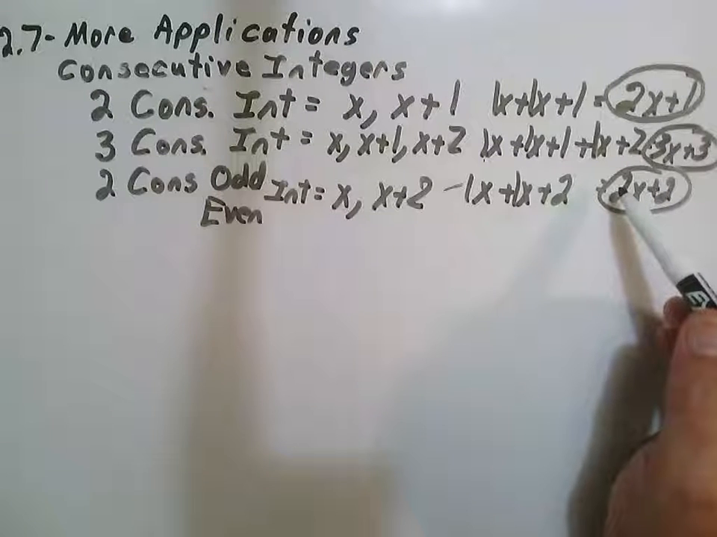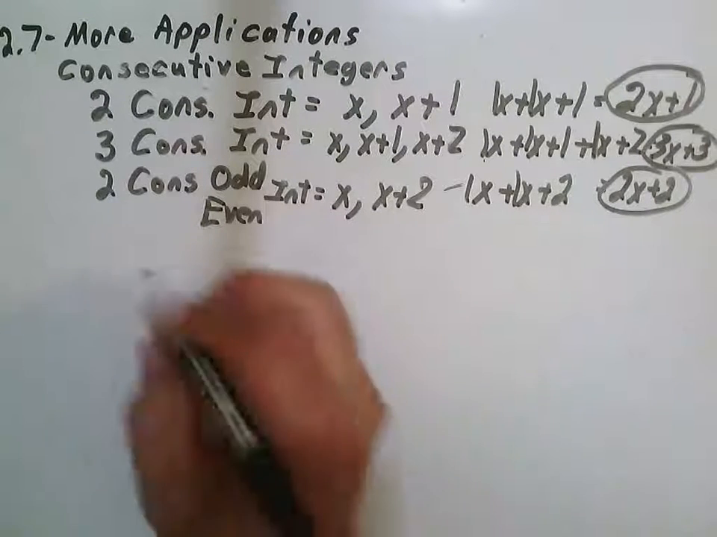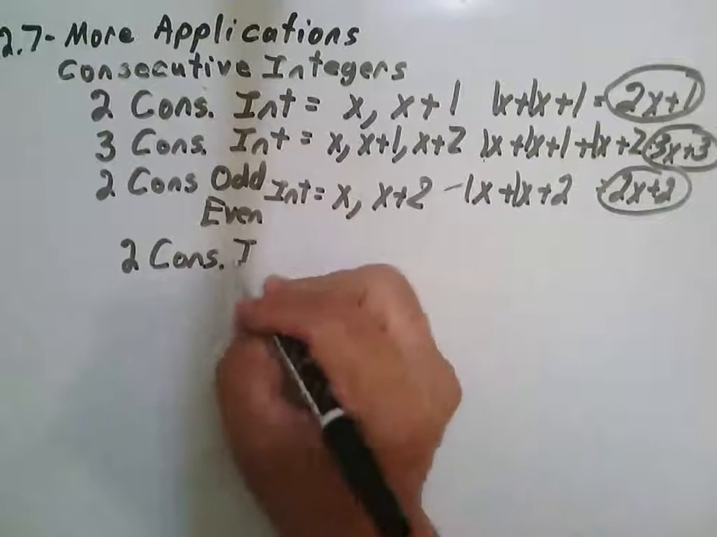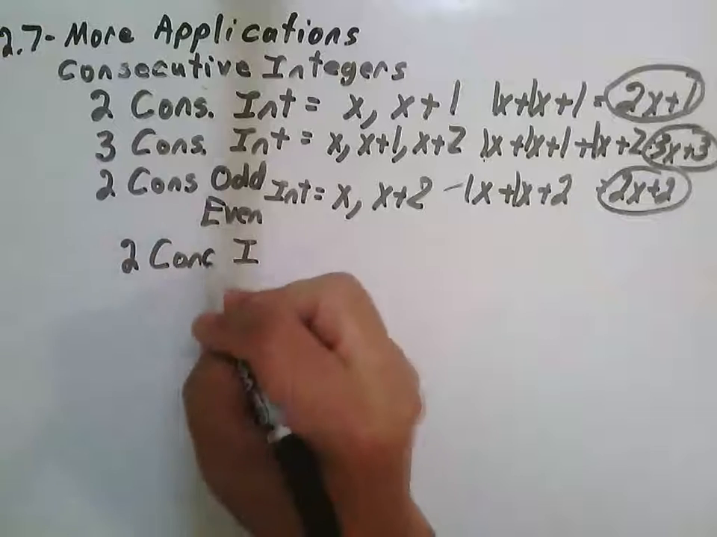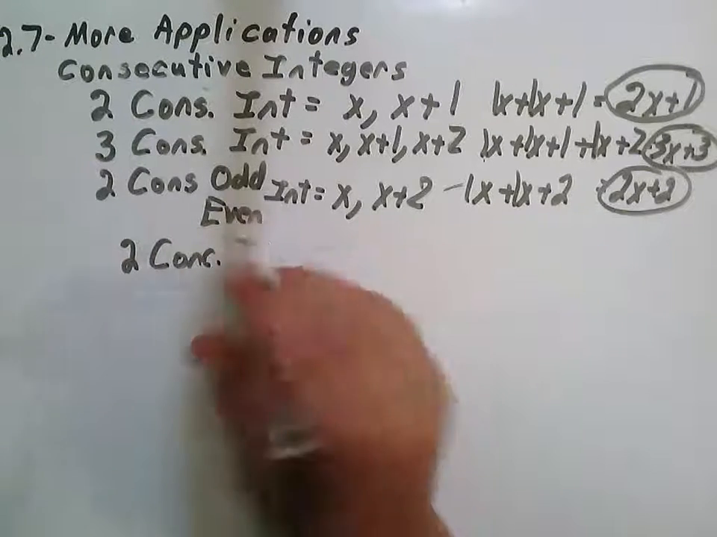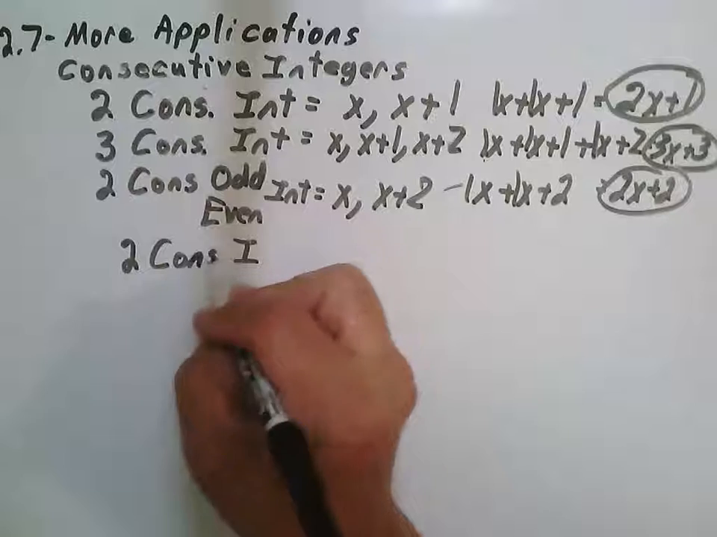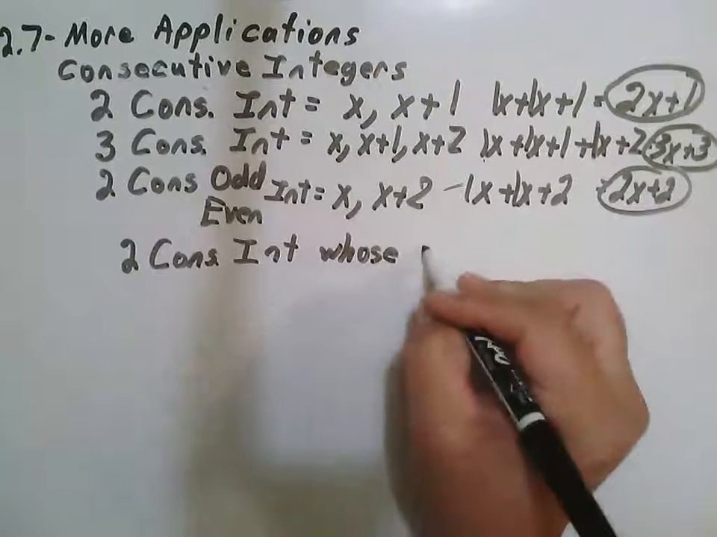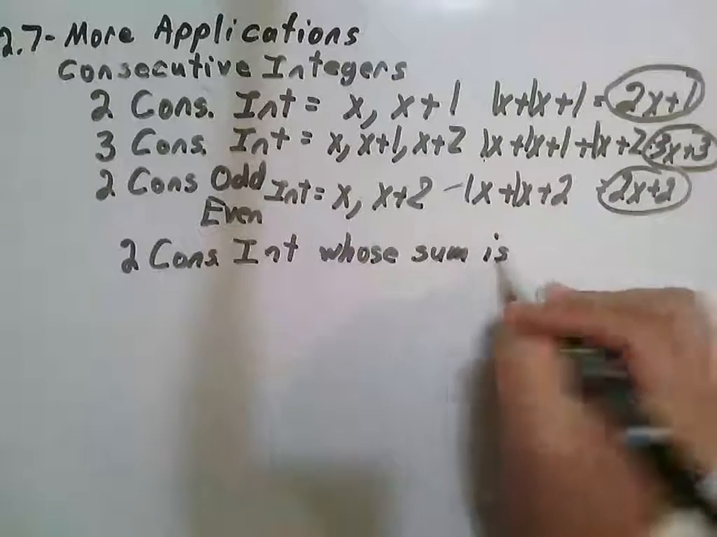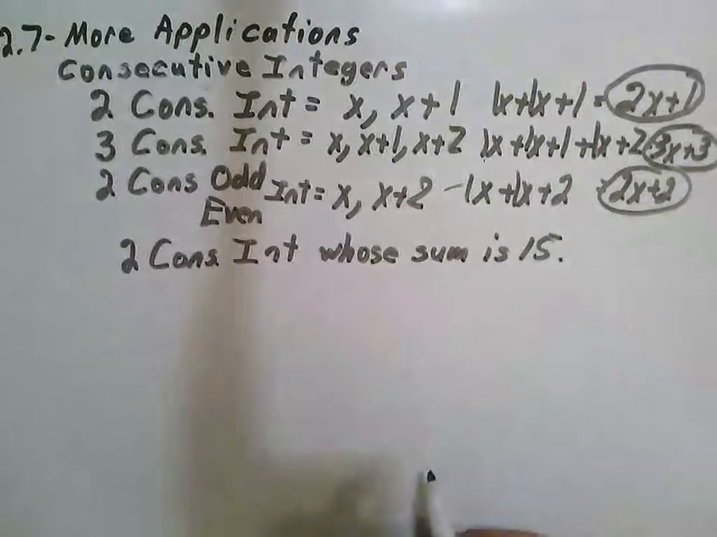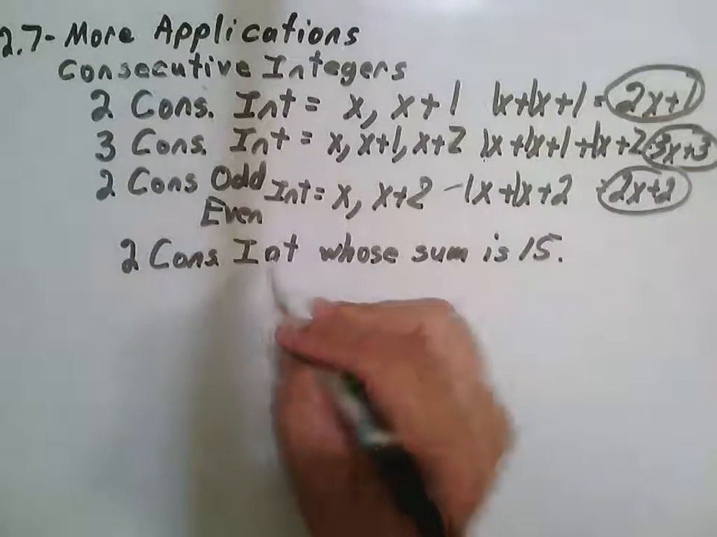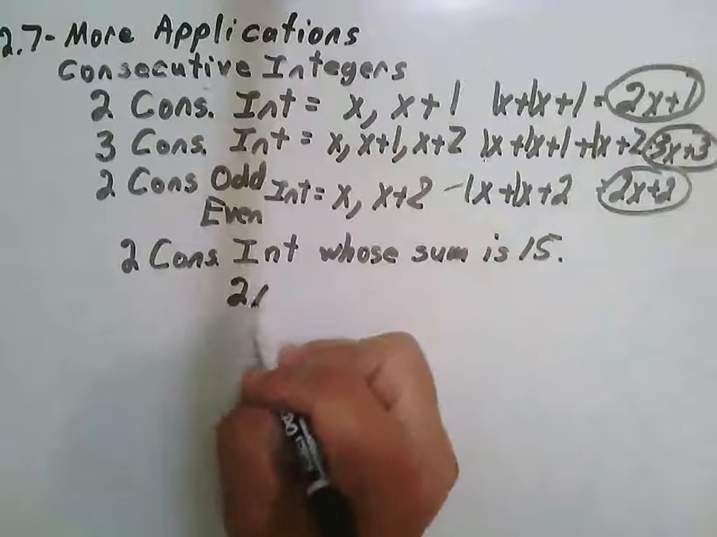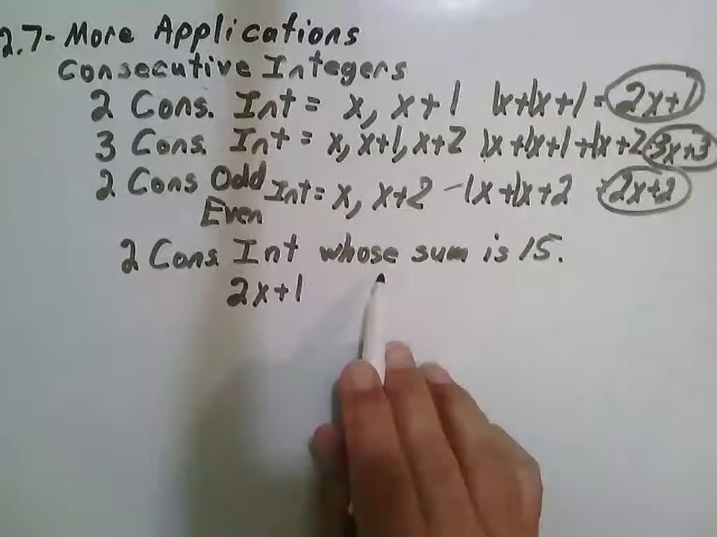And what I mean by that is, let's just use this as an example. The question will say you have 2 consecutive integers whose sum is 15. Once again, we're going to treat this just like any word problem. I have 2 consecutive integers, so I'm going to go immediately to my formula, 2x plus 1.